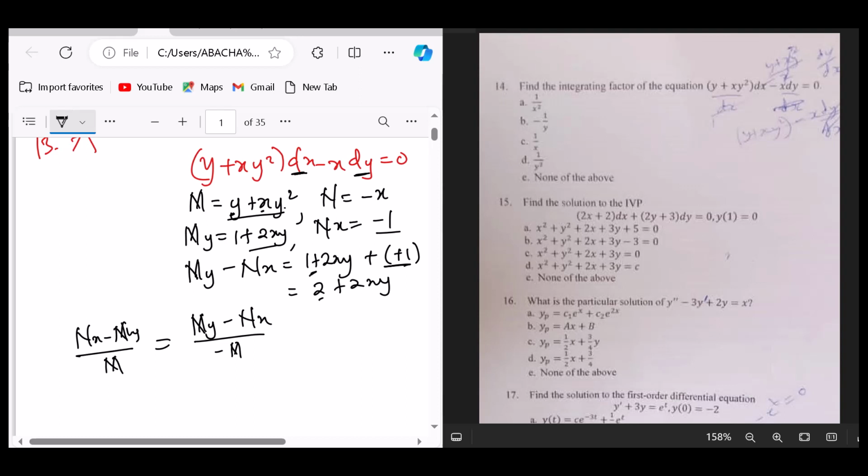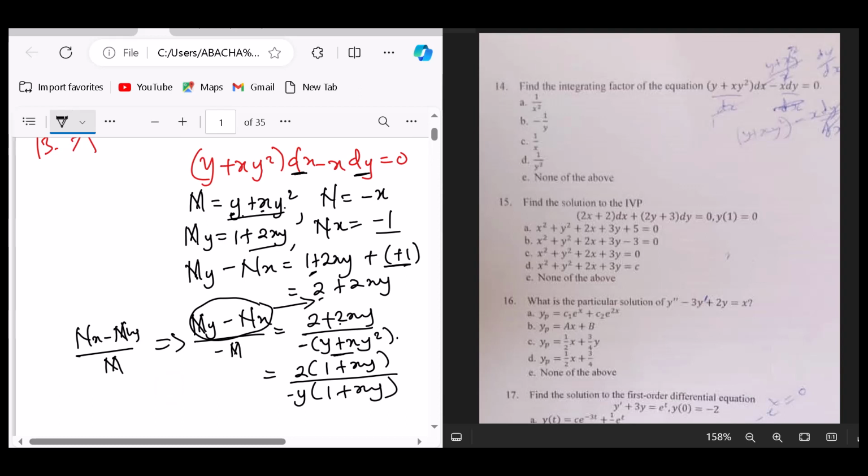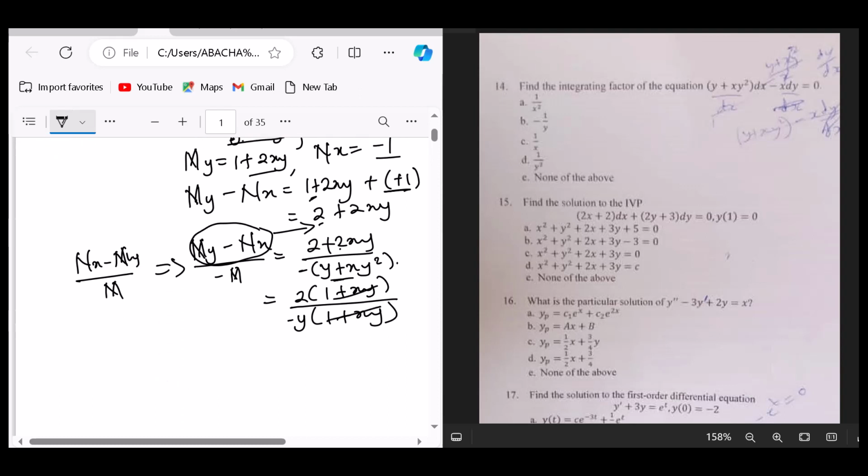Now this becomes, as we already found, 2 plus 2xy all over negative M. Our M is y plus xy squared. Here we can factorize 2 out, so we have 2 times (1 plus xy) all over, and we can factorize y out of the denominator, so we get negative y times (1 plus xy). This and this go, so we have negative 2 over y.